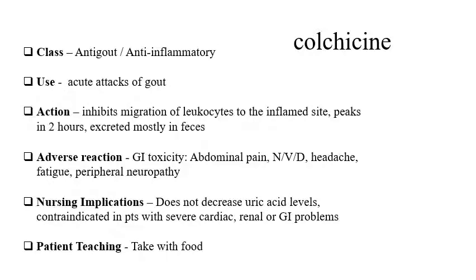Colchicine was the very first drug that was used to treat gout. It's specifically effective in alleviating acute symptoms of gout, but not effective for decreasing inflammation that occurs in other inflammatory disorders. It doesn't inhibit uric acid synthesis or promote uric acid excretion, and it should not be used in patients with severe renal, cardiac, or GI problems. GI problems are a common side effect, so patients should be taught to take colchicine with food.